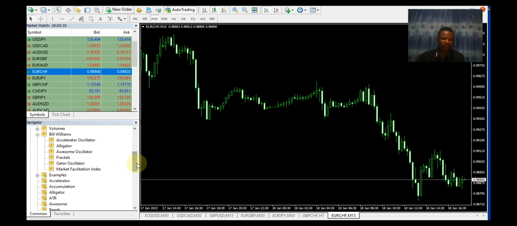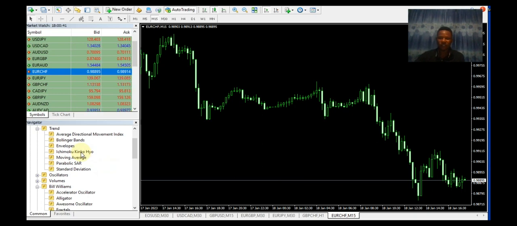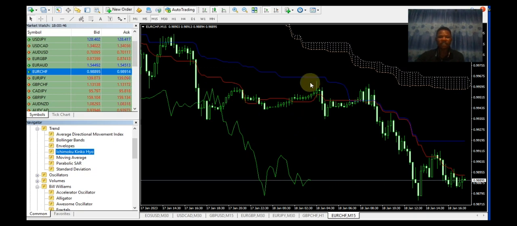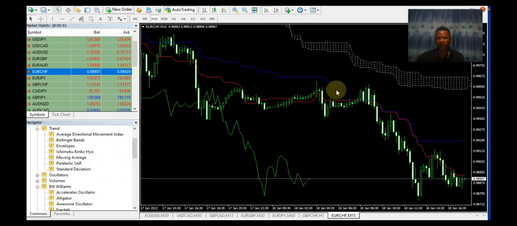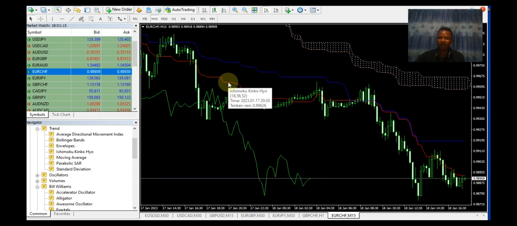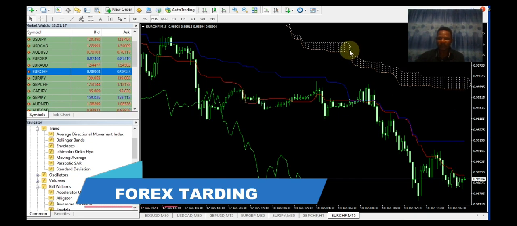These are different indicators you can use to determine market direction. For example, let me use Ichimoku because most times I like using Ichimoku. So this is the Ichimoku cloud. The Ichimoku has different components. This is Ichimoku Kinko Hyo. It was built by the Japanese. The blue line, the Japanese name is called the Kijun-sen. The red line, the Japanese name is called the Tenkan-sen. And this other one, the Japanese name is called Kumo.